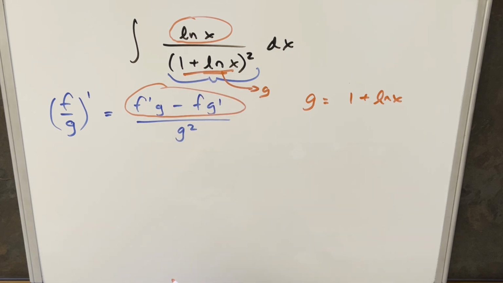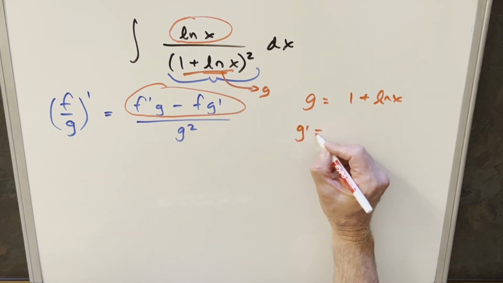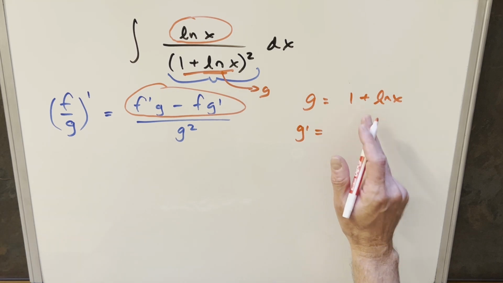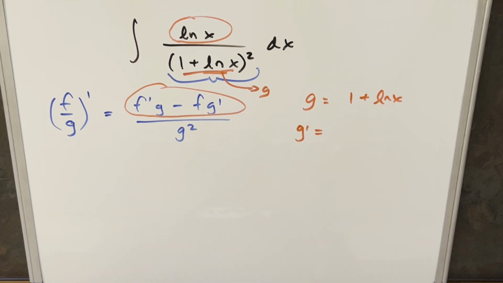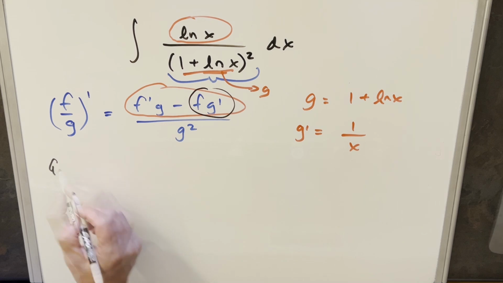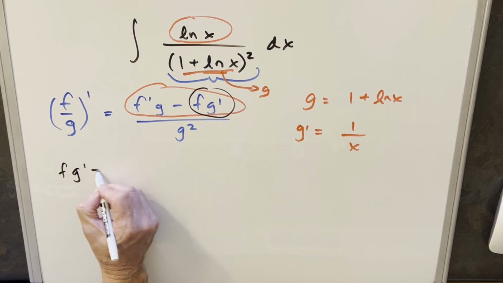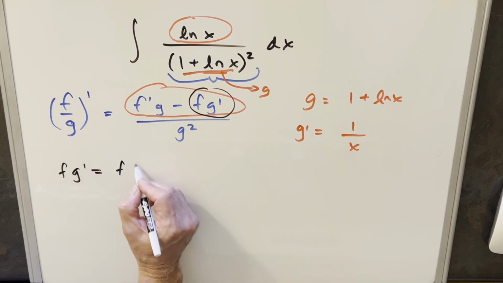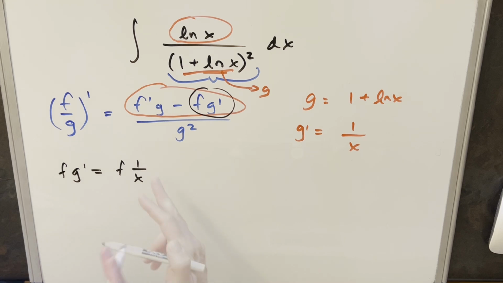We've got our g squared. And if we know g, then we can at least get a derivative on this. So we'll take a derivative, g prime: derivative of 1 is 0, derivative of natural log is just going to be 1 over x. So I'm looking at the formula trying to figure out how this is going to work. Let's think about f g prime first. Just plugging in 1 over x, we're looking at f times 1 over x, and it's kind of hard to see how we're going to get a natural log x out of this.